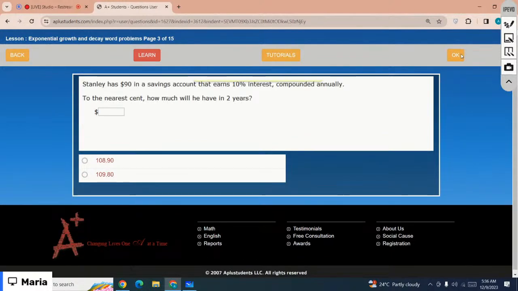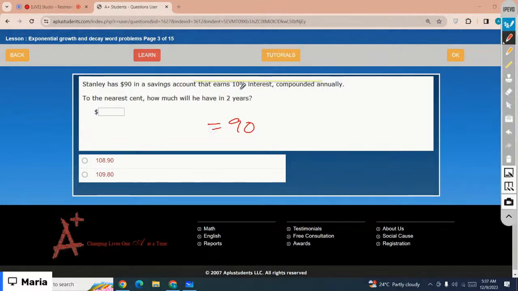Okay, the next one is Stanley has $90 in his saving account that earns 10% interest. That is the same one I did the first one, right? The basic amount is 90. The interest is 10%, so that would be 1 plus 0.1, and the time duration is 2. So let me just do the calculations. That is 1.1 squared, that is 1.21, and 1.21 times 90 equals 108.90. So the correct option is option number 1. That means after 2 years he has $108.90 in his account, right? The correct option is 108.90.